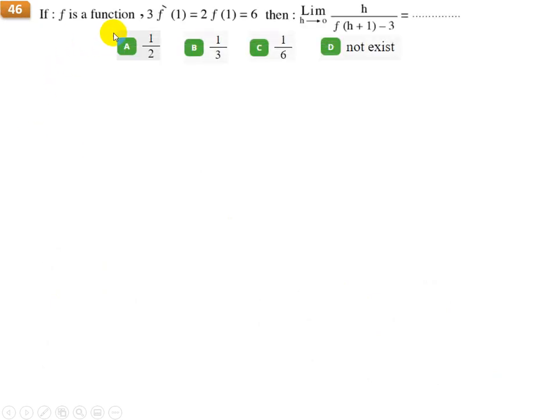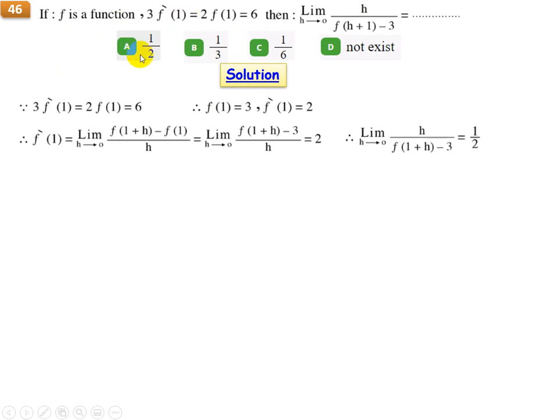Question number 46. If f is a function, 3f'(1) equals f(1) equals 6, then limit of h over f(h plus 1) minus 3. 3f'(1) equals f(1) equals 6, so f(1) equals 3 and f'(1) equals 2. Limit as h tends to 0 of (f(1 plus h) minus f(1)) over h means f'(1), which equals (f(1 plus h) minus 3) over h. But in the question, it's the reciprocal, h over f(1 plus h) minus 3, so it will be a half.